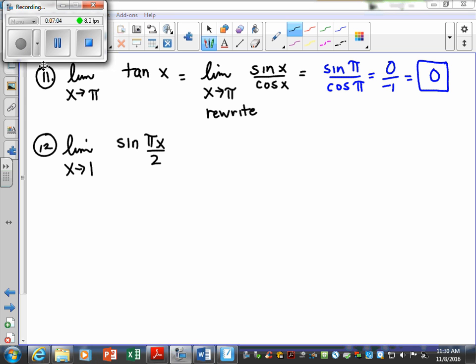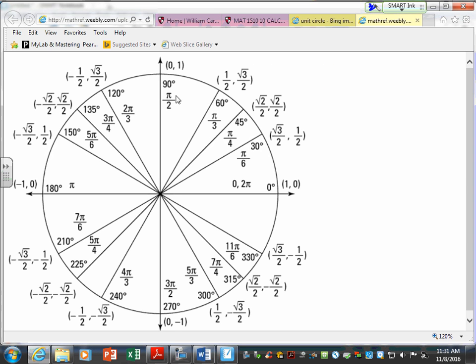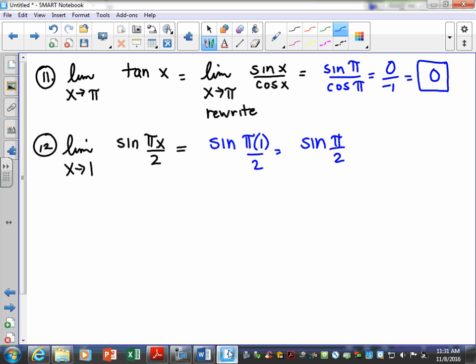Okay, we see another example. The limit of sine of pi halves times x as x approaches 1 is equal to, we'll try direct substitution. So that's going to be sine of pi halves when the x value is 1. What is the sine value at pi halves? Let's look at our unit circle. Pi halves is here. What's the sine value? 1. Good, it's the y value. So the limit of this function as x approaches 1 is 1.